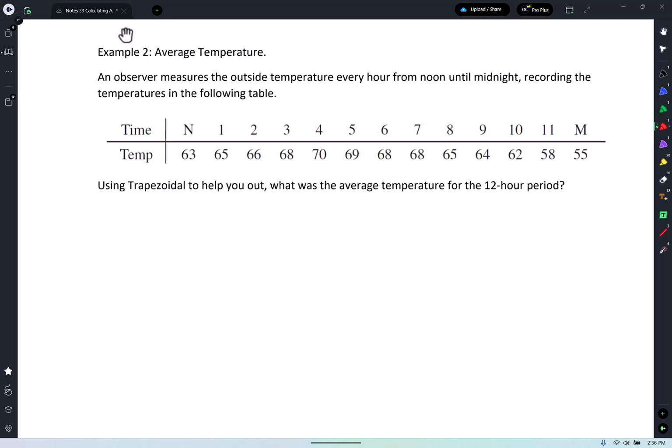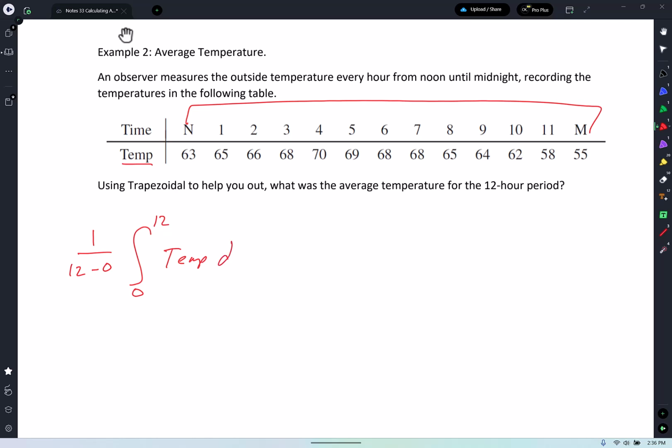All right. Let's go ahead and first write out the formula for how we're going to get this average value. So here's the formula. Between noon and midnight, how many hours is that? Yeah, 12. So 1 over 12 minus 0, or I guess you can just say 1 over 12, integral from noon. So I'm going to call that the 0 hour, all the way to midnight. That's the 12th hour of temp. You got to put DT. Make sure to put DT.